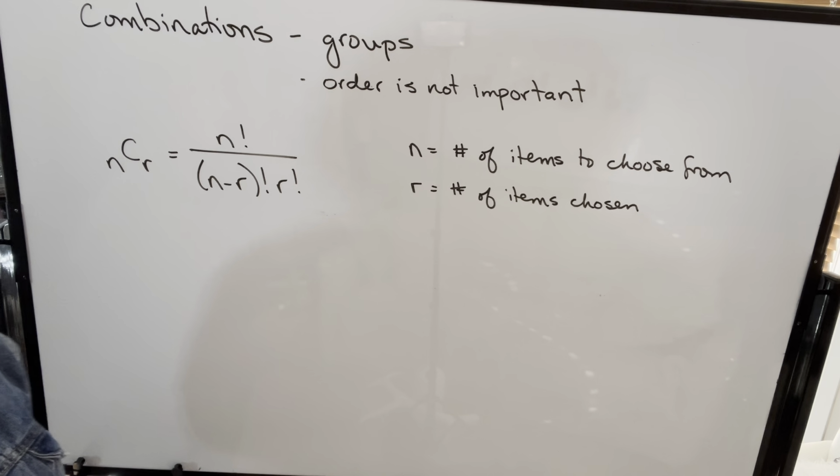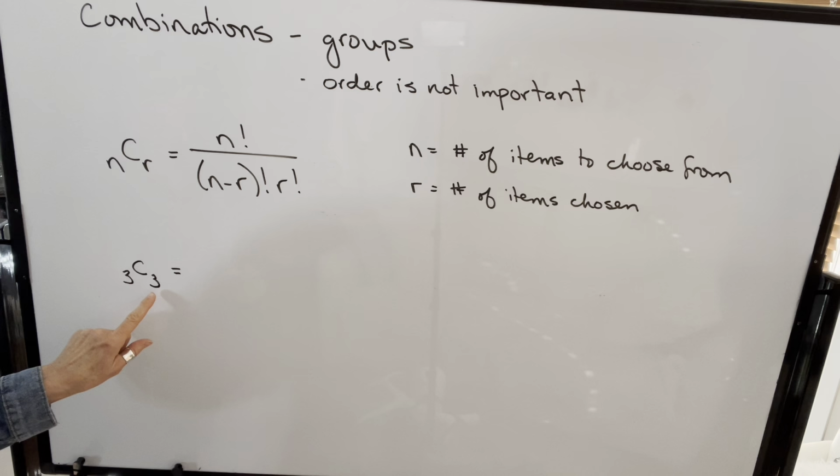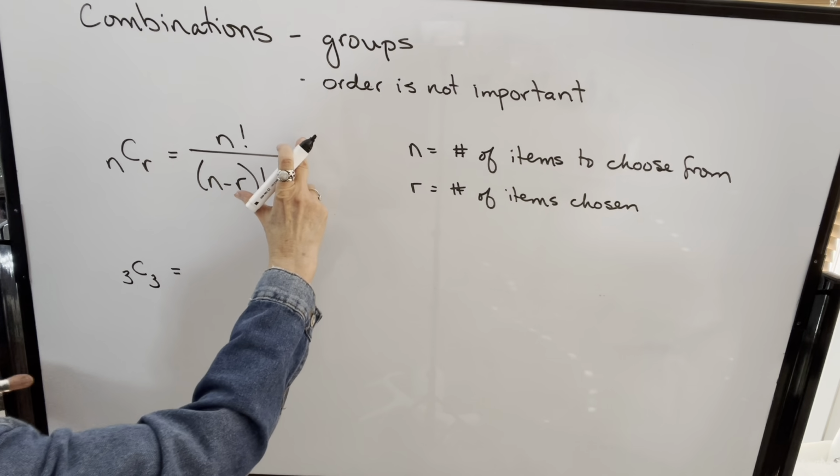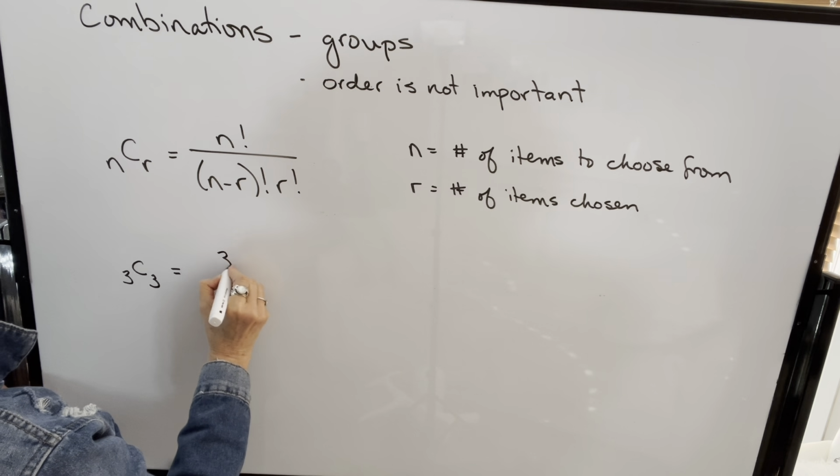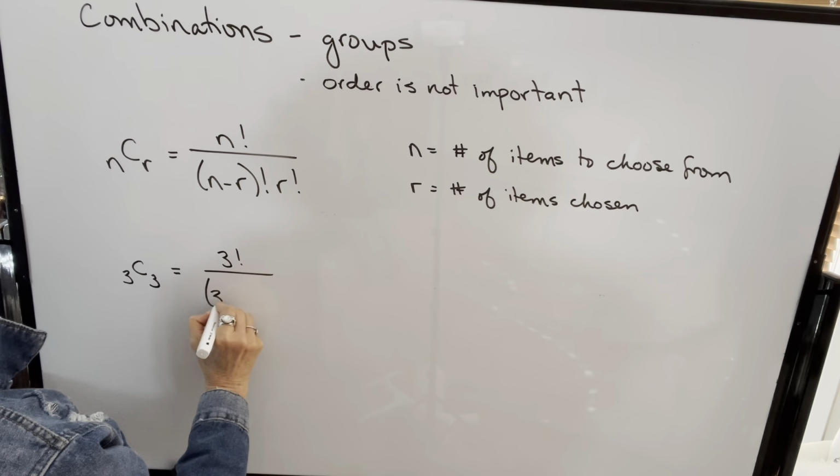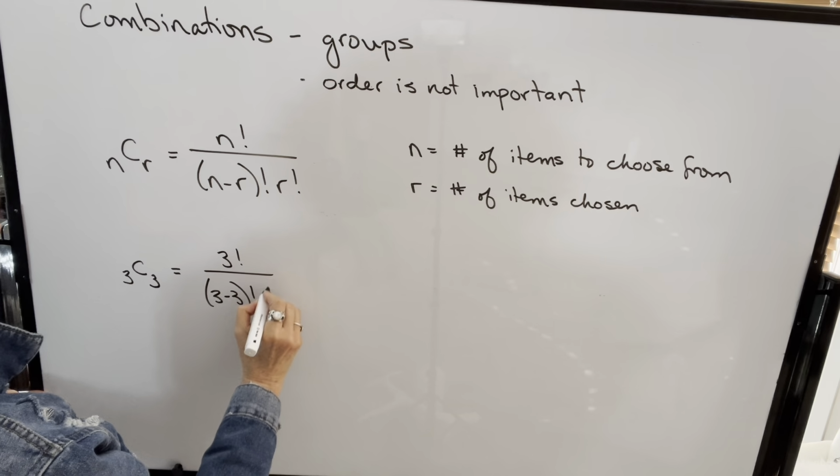So let's take a look at some examples. We did the Skittle one where we wanted to know how many groups of 3 Skittles out of 3 Skittles we would have. According to this formula, we would have 3 factorial over 3 minus 3 factorial times R factorial.